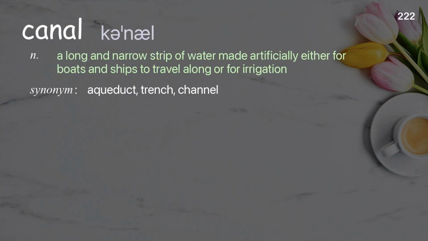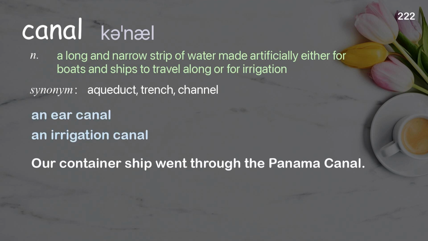Canal. A long and narrow strip of water made artificially either for boats and ships to travel along or for irrigation. Examples: An ear canal. An irrigation canal. Our container ship went through the Panama Canal.